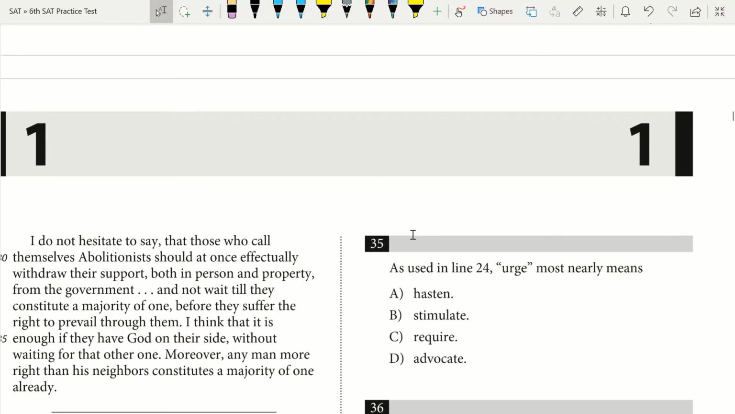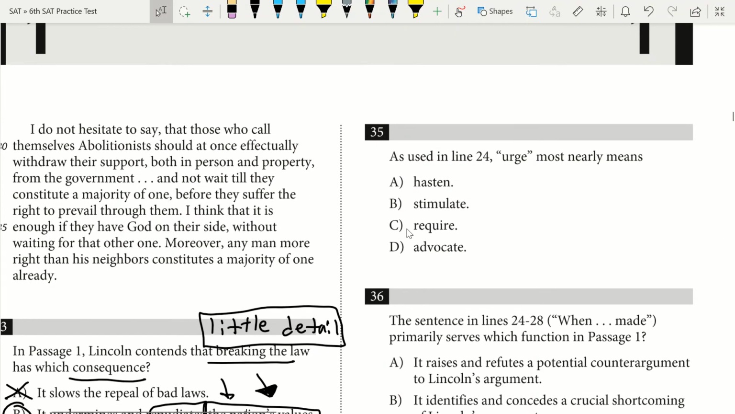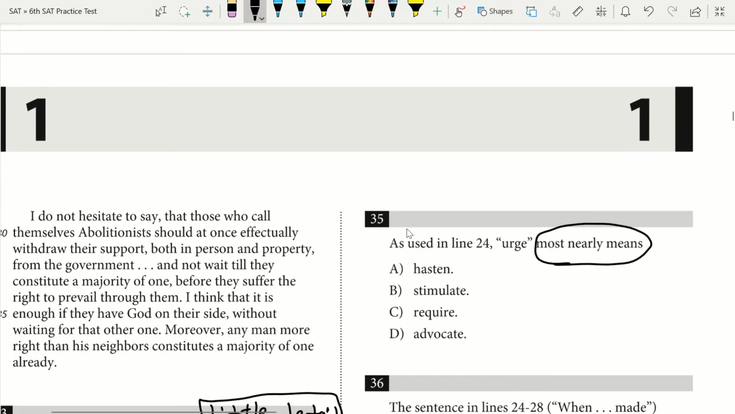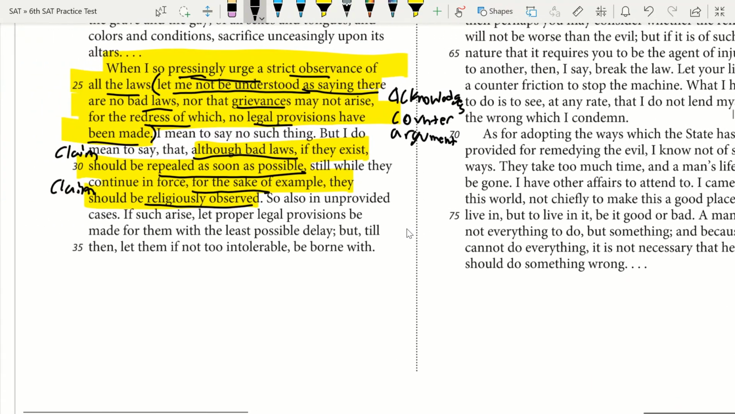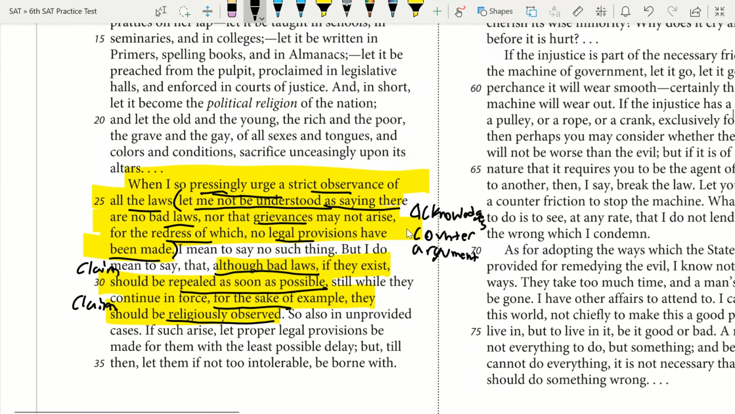All right, 35. As used in line 24, urge most nearly means what? Okay, this is obviously a words in context question because it's most nearly means. We go through, find line 24, we find urge, and then come up with our own answer choice from there. So let's go ahead and do that. We go to line 24. We see we have, when I so pressingly urge.